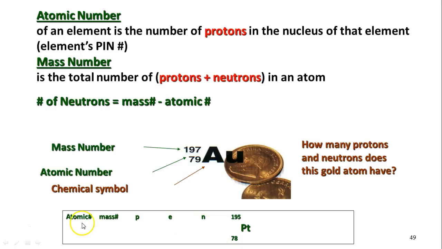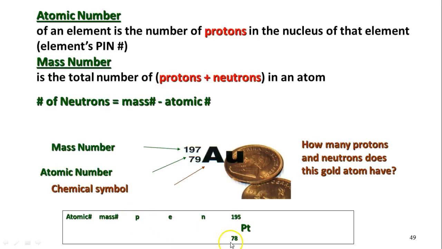The atomic number is going to be 78. The mass number is going to be 195. That's the number on top. The higher number is going to be the mass number, right? The mass number is always going to be higher than the atomic number, because the mass number has protons and neutrons, and the atomic number only has protons, right? So that's another way you can tell. The higher number will always be the mass number.